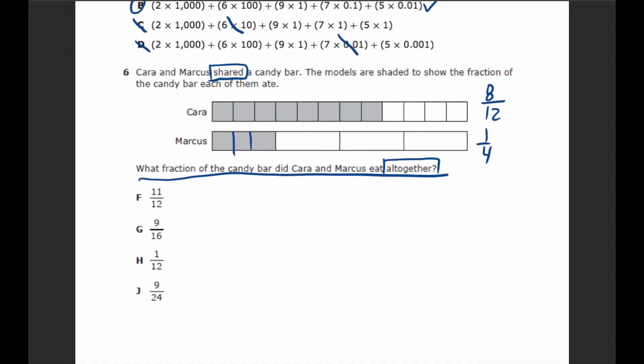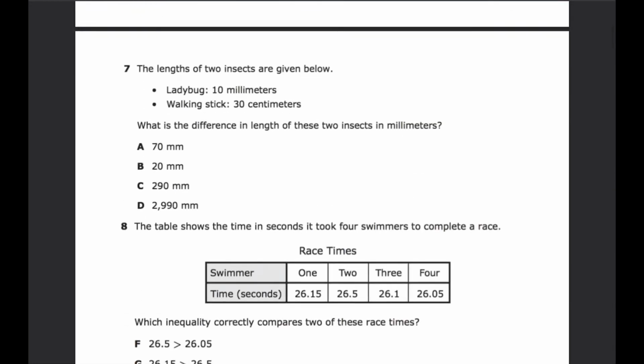But what I can do is I can cut up my models. And then I see here, I just move these over. So move over what Marcus ate. And now I have 11 out of 12 pieces are eaten. And I can also confirm that by doing this mathematically. 8/12. 1/4 is the same as we see here on the model, 3/12. And I add those together, 8/12 plus 3/12 is 11/12. So it is confirmed.